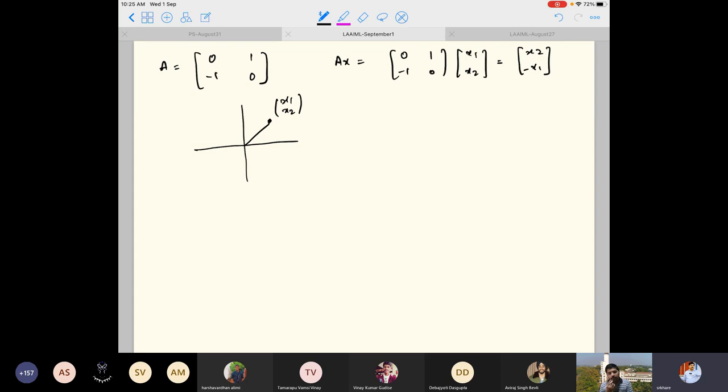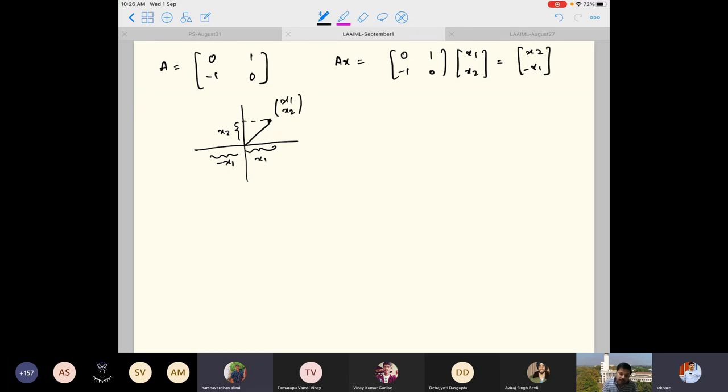Can you tell? So what distance is x2? So this distance is x2. This distance is x1. Correct. So if these are the distances, where does minus x1 go? So this is minus x1 and this is x2. So x2 is your first component and minus x1 is the second component.